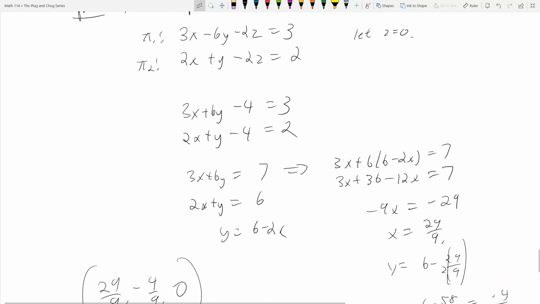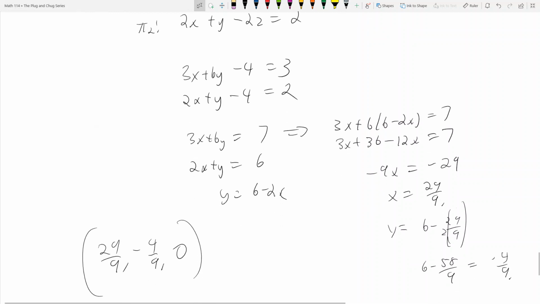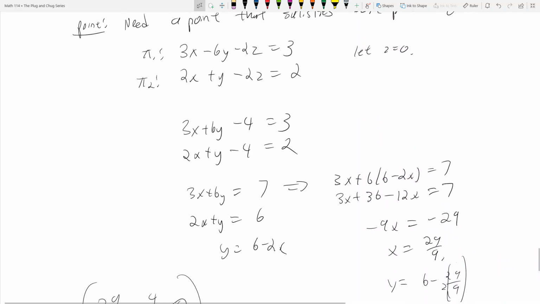And is that even true? That does not seem right at all. Let's see where I went wrong here. So you got minus 2z. Oh, z equals 0. What am I doing? z equals 0.